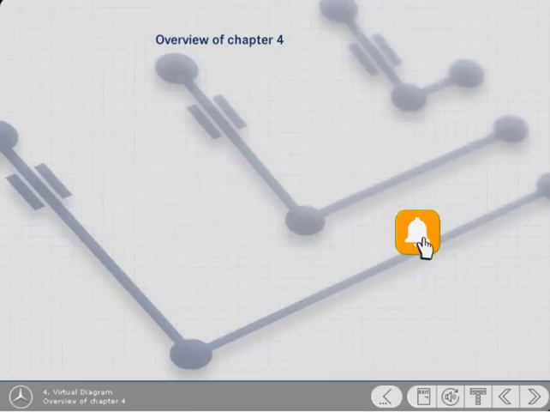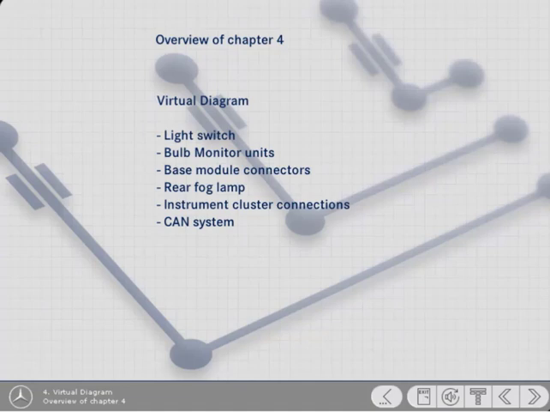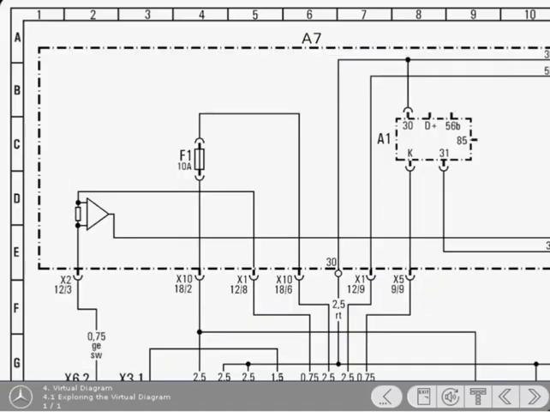The virtual diagram will allow you to explore freely the lighting and CAN circuits. These include components such as the light switch, bulb monitor units, base module connector blocks, rear fog lamp, instrument cluster connections, and the CAN system. This virtual diagram is designed to let you explore freely the lighting and CAN circuits, enabling you to revise the items covered so far. You can navigate around the diagrams as you like and click on any of the highlighted components to receive an explanation. The navigation tool will help you to move around.